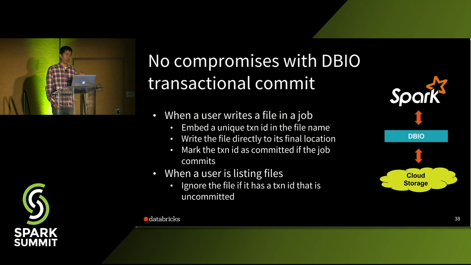The basic idea is, since in Spark the output file names are controlled by Spark, when a user writes a file in a job, we're just going to embed a unique transaction ID in that file name. And we're going to write that file directly to its final location, not to a staging area. And when the job commits, all we need to do is mark that transaction ID as committed in some metadata service. And there's another change that's required here: when a user is listing files, we just need to ignore the file if it has a transaction ID that's not committed. And this is all implemented in the DBIO component of Databricks, which is a layer between Spark and cloud storage.